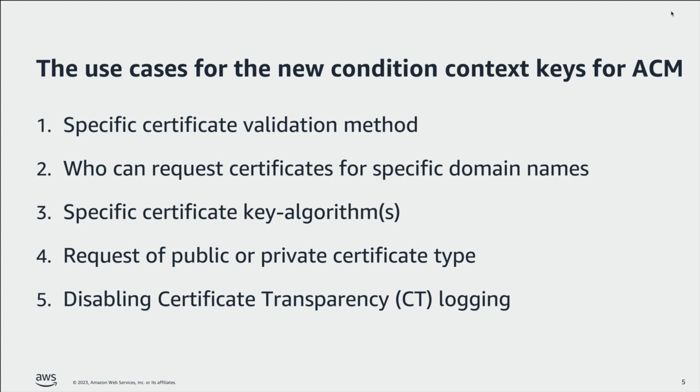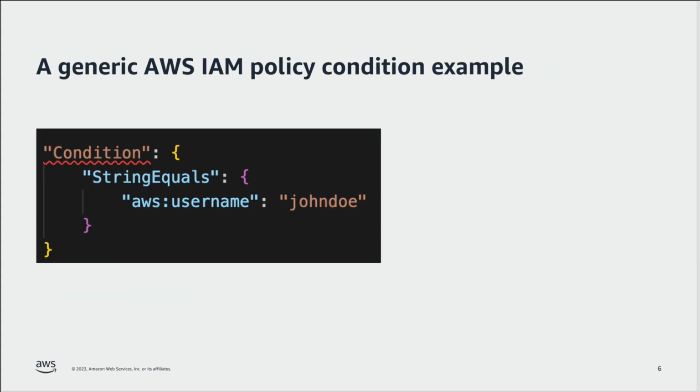Just add the condition using the specific condition context key to the identity-based policy for your IAM role or user, or to a service control policy, otherwise known as SCP, within AWS Organizations. How does this work in detail? Let's review how condition context keys work so that we can understand how to use them for ACM.